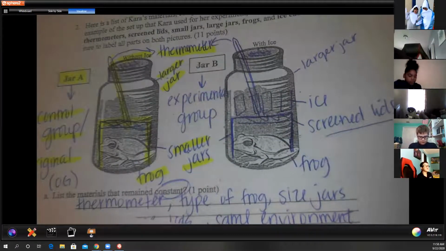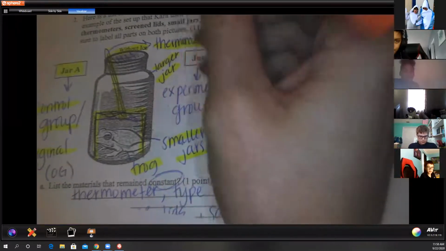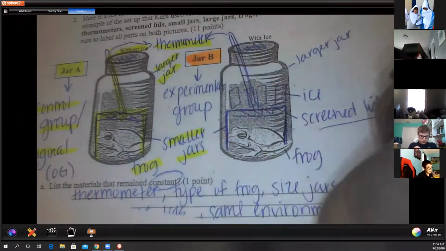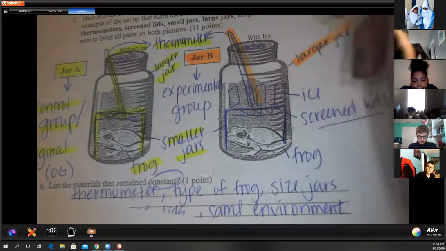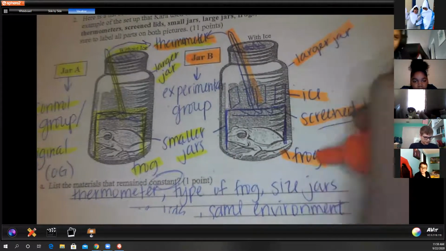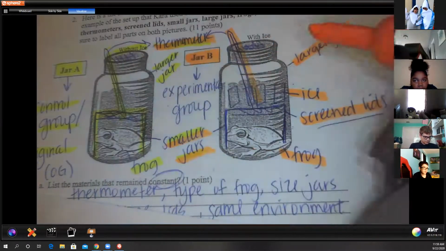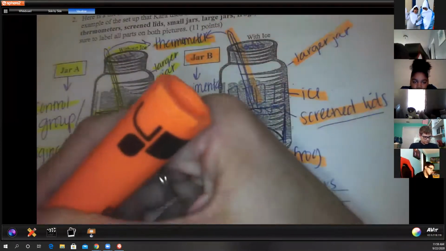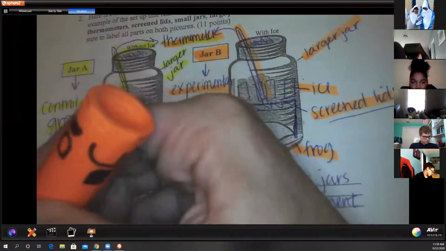The only thing I didn't label was the screen lid. Jar B. I've got the larger jars. I've got my thermometer, the ice, the screen lids, the frogs, the smaller jar. And it is my experimental group because I'm experimenting by adding ice, right?